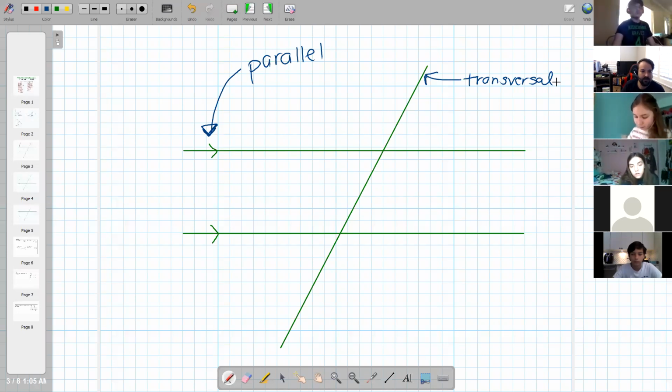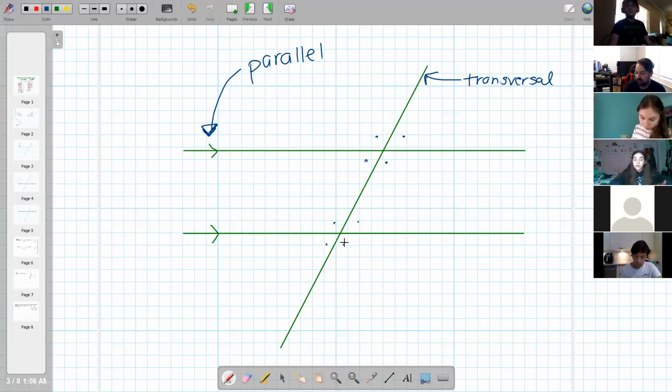How many angles did we create? Go ahead, Lewis. 8. I see 8 angles as well. There's 1, 2, 3, 4 up top. And there's 1, 2, 3, 4 down below. And there's a total of 8 angles now in this picture.